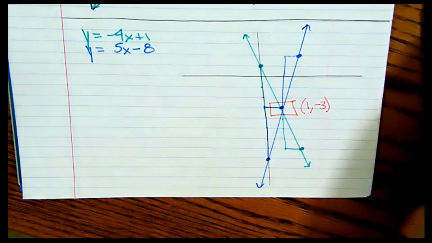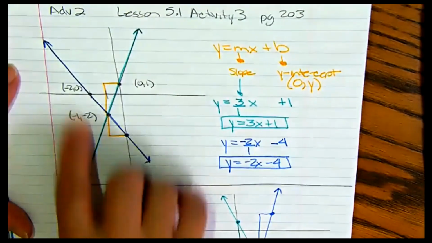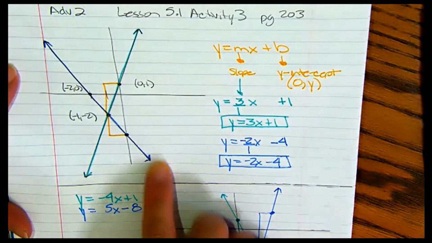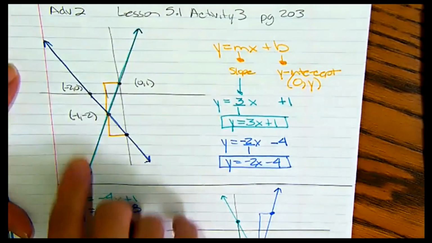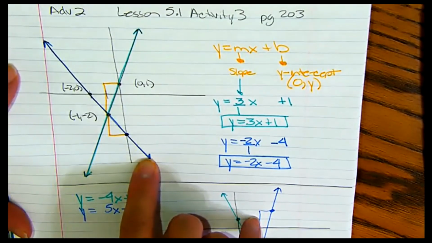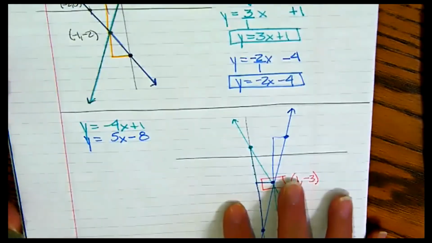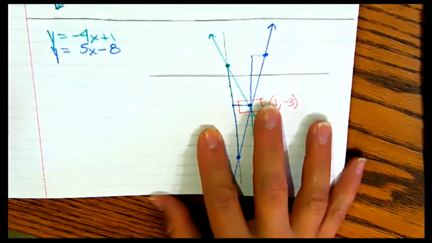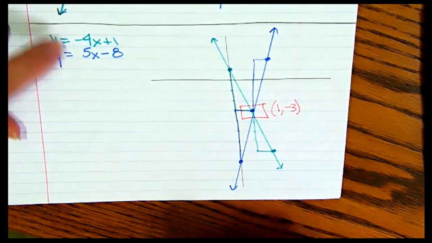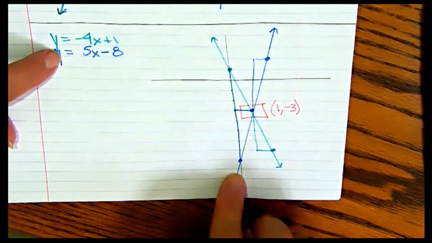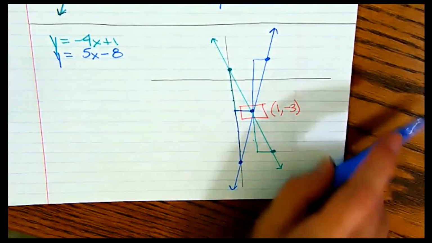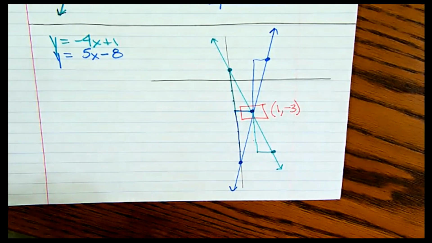So that's what we're doing today. They're going to give us a graph showing a system of lines, and we need to figure out the equations, or they're going to give us the equations and we need to create the graph. That's what we're doing.